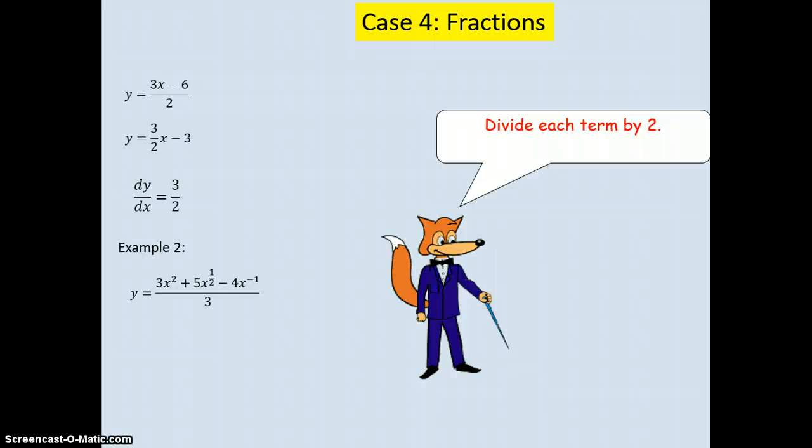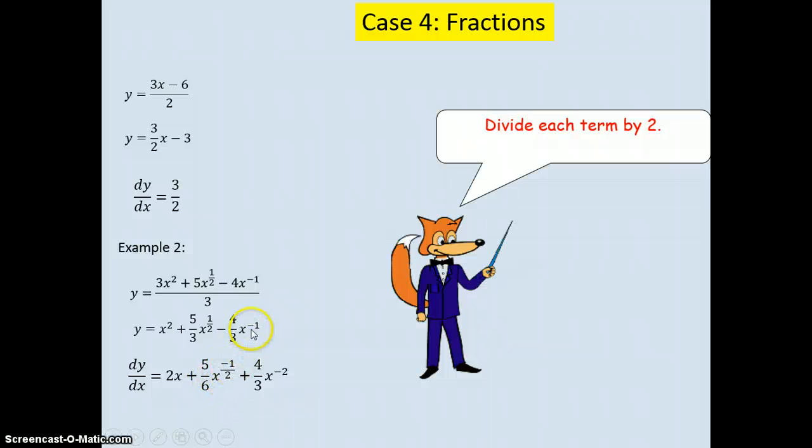Example 2, we need to divide each component by the number 3. We simplify 3 over 3, it's 1. And now we can easily differentiate this. X squared becomes 2x. 1/2 times 5 over 3 is 5 over 6, x to the power of minus 1/2. And minus 1 times minus is plus 4 over 3, x to the power of minus 2.